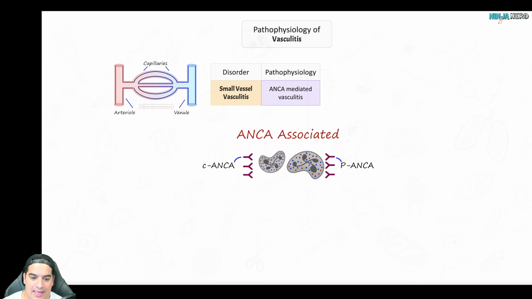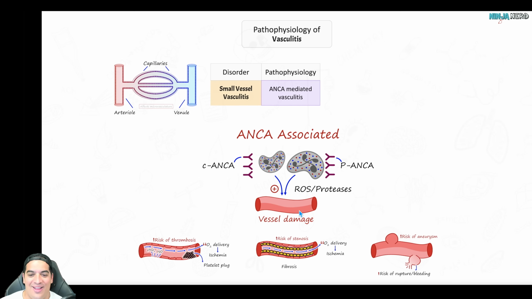it's the C-ANCAs. Either way, what happens is when these ANCAs are formed, again, they're formed because maybe you were exposed to some type of environmental agent of sorts. The protein on that environmental agent resembles the proteins on the neutrophils. They bind to them and trigger these neutrophils to induce vessel injury. When those vessels become injured, you increase the risk of, you got it, thrombosis, stenosis, and aneurysm formation within these particular areas of your microvasculature.